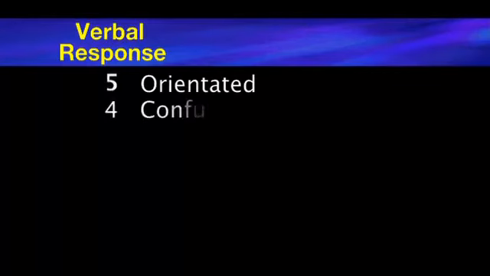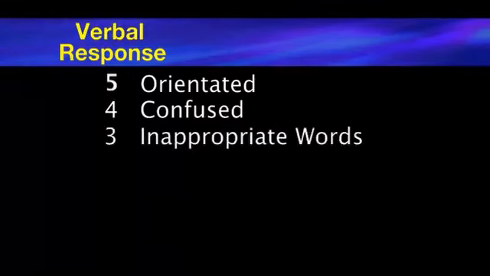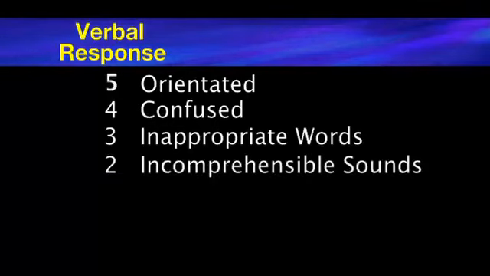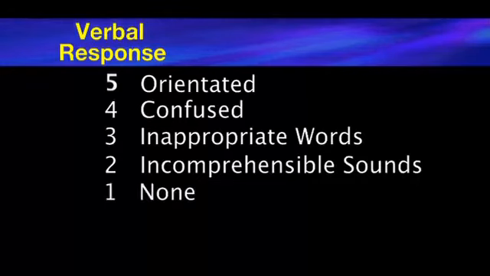A score of 5 is given if the patient is fully orientated in time, person and place. 4 if the patient is confused, which means they are speaking in sentences but disorientated. A score of 3 is given if the patient only has inappropriate words. 2 when there are only incomprehensible sounds, such as moaning and groaning. And 1 indicates no response.